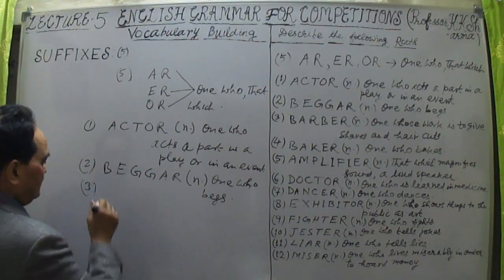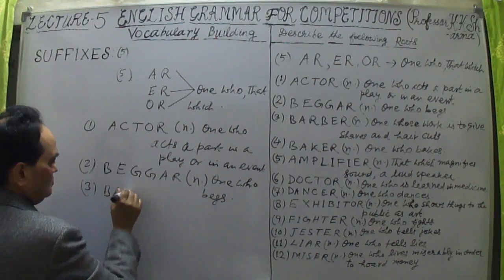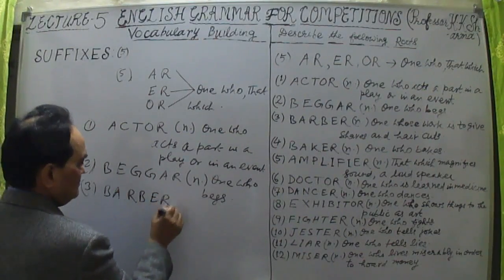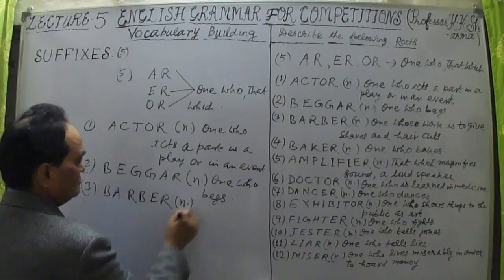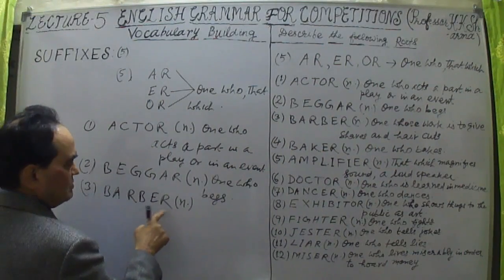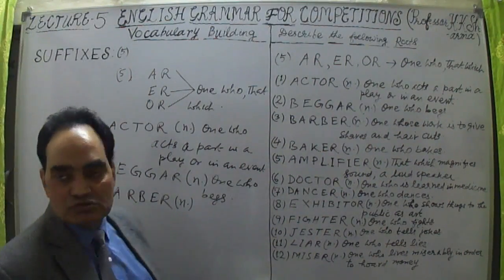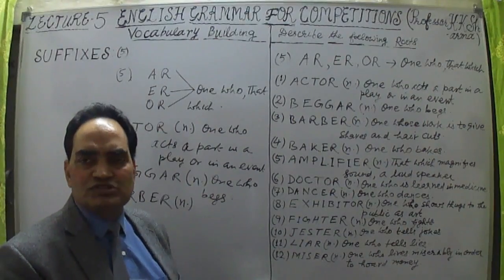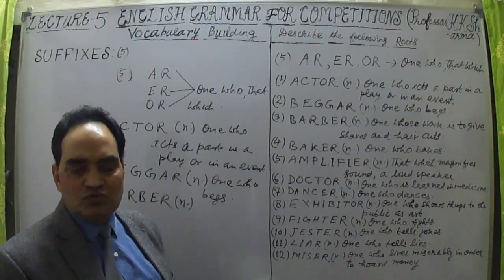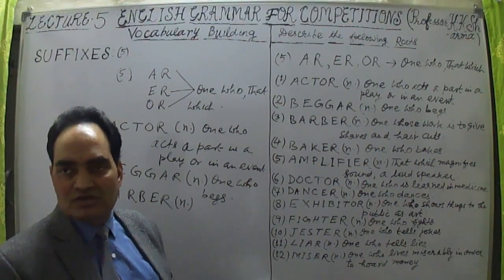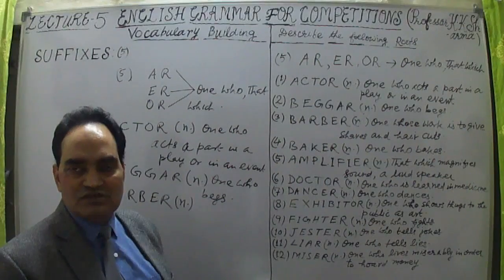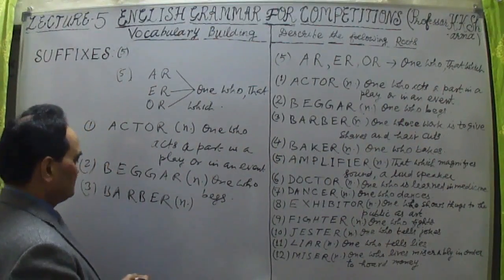Then the third word I have taken is barber. Which barber? B-A-R-B-E-R. This is barber. Now, one who gives shapes to others, one whose work is giving shape to others, or one who gives haircuts to others. Right? One who performs haircuts for others. That is a barber. Simple word.